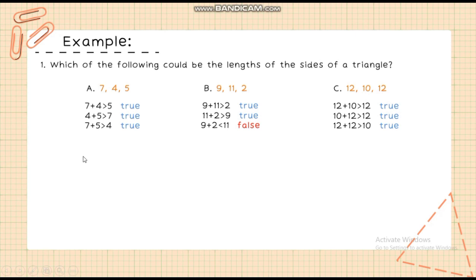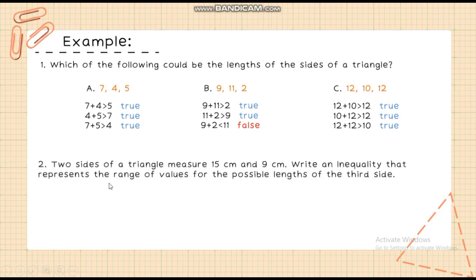Let us have this problem. The two sides of a triangle measure 15 cm and 9 cm. Write an inequality that represents the range of values for the possible lengths of the third side. So, a triangle has measurements of 15 and 9 cm.